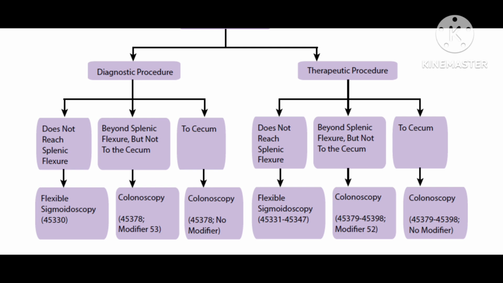Next, if the scope has crossed the splenic flexure but again it did not reach the cecum, again it will be considered as a colonoscopy, but here you have to use modifier 52 because this is a therapeutic procedure and the doctor is reducing the service. That means he is not fully doing the service. Then we are using this modifier 52 to say that the procedure was reduced by the doctor. So you have to give colonoscopy codes along with modifier 52.